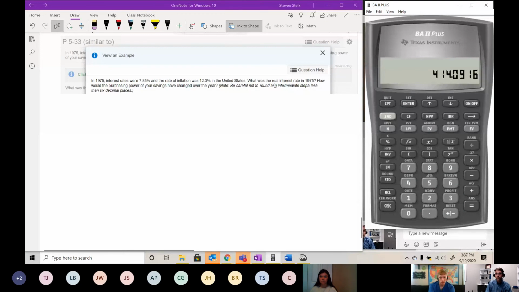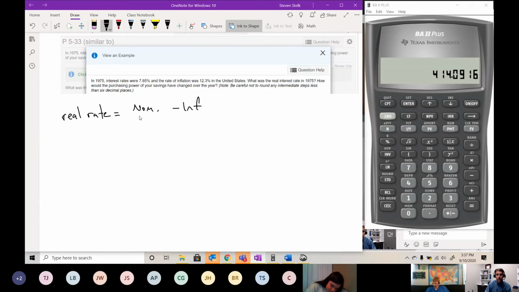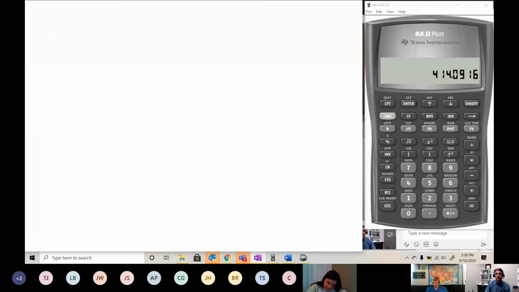All right, it's flat out asking us for the real interest rate. We see information on inflation and interest rates, so we know we're going to use that adaptation of the Fisher equation, where the real rate is equal to the nominal rate minus inflation divided by 1 plus inflation. The nominal rate is just the stated interest rate, and we're doing arithmetic with these, so we're going to use them as decimals. So 0.0785 is the nominal rate.